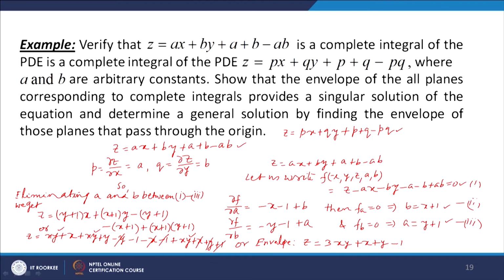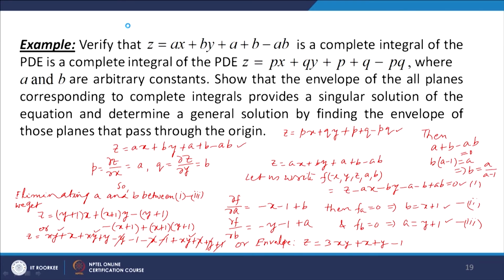Now, let us determine a general solution by finding the envelope of those planes that pass through the origin. So, if this plane z equal to ax plus by plus a plus b minus ab passes through the origin, then we will have 0 equal to 0 plus 0, a plus b minus ab equal to 0. Taking it to the other side, b times (a minus 1) equal to a. So we get b equal to a upon a minus 1.